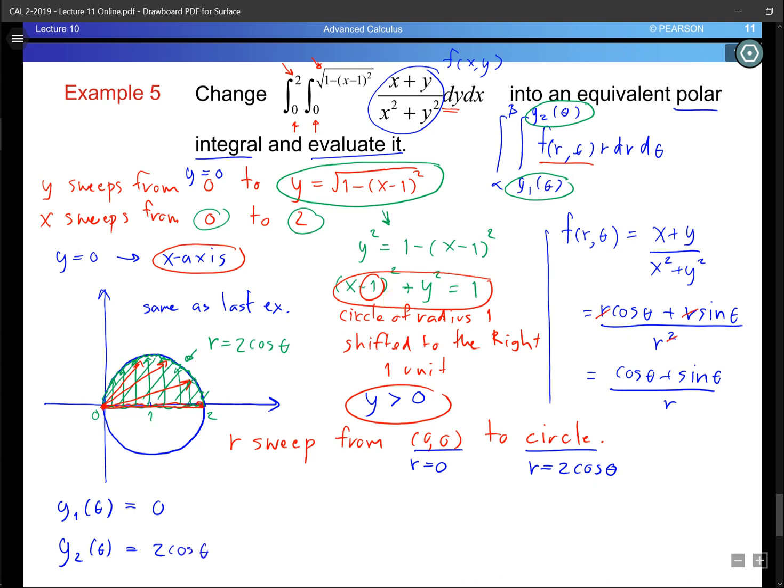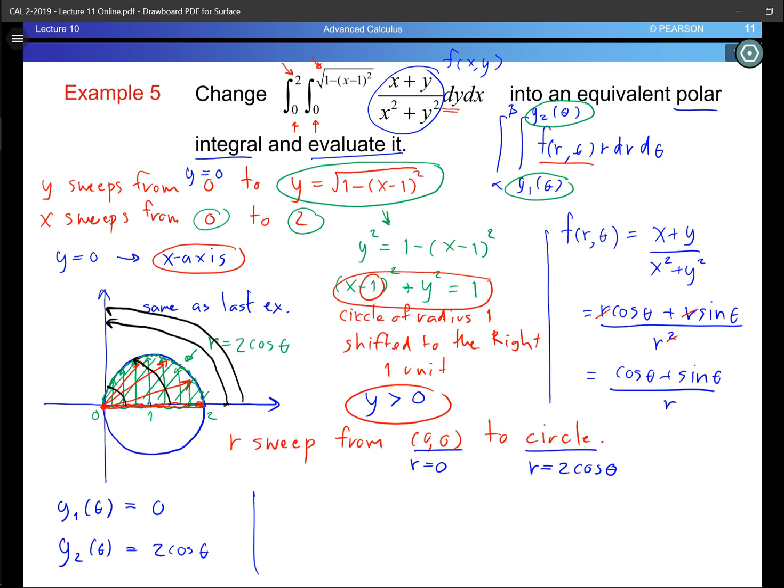Alright, now about alpha and beta, we have to take a look here. It's going to be different from the last example. Alpha starts from the x-axis and it sweeps anti-clockwise all the way to the y-axis. All the way to here, the y-axis. It might look a little bit different here. It might look like it doesn't go to pi over 2, but the whole range right here starts from alpha equal to 0 to beta equal to pi over 2.